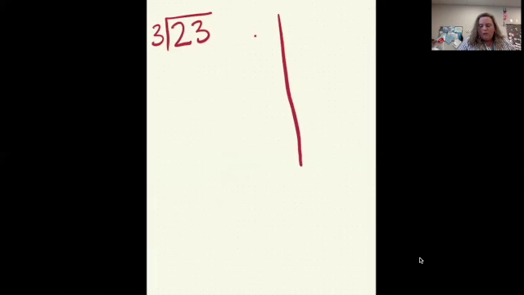Okay, let's do another one. I'm going to try to set myself up for more success. So we're going to divide 23 by 3. So 23, I'm going to go ahead and draw my place value chart. And I'm going to model 23. 1, 2, 1, 2, 3.